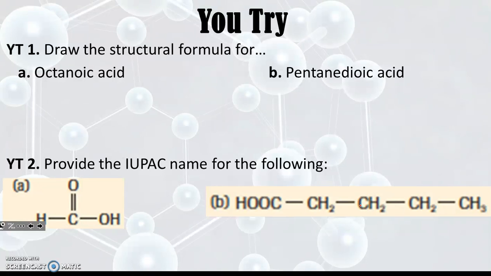Okay, so if you have a second, please pause the video at this place and try to answer these two questions on your own: drawing the structural formulas, and then, given the formula, draw the name. So take a second and try that if you can, please.